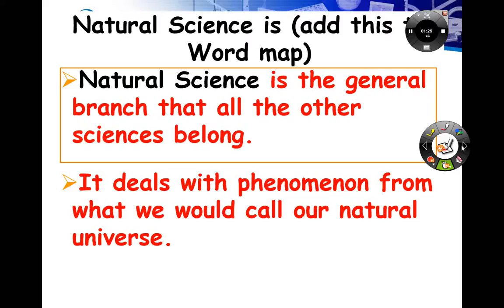Natural science. This goes in your word map. Natural science is the general branch that all other sciences belong to. It deals with the phenomena from what we would call our natural universe.